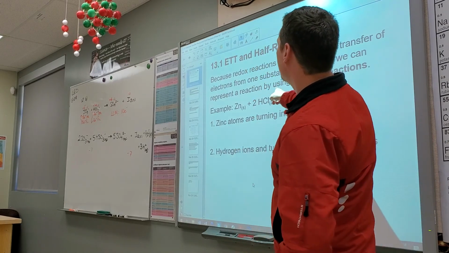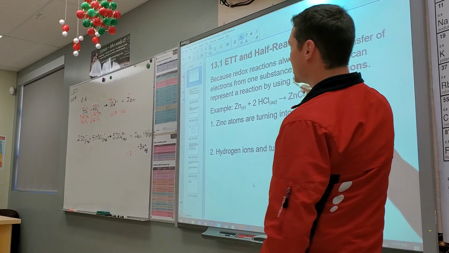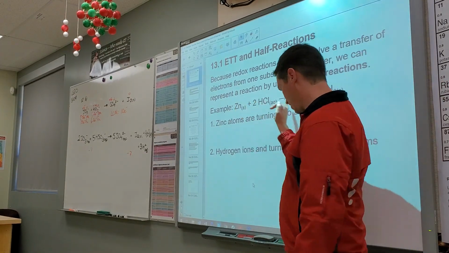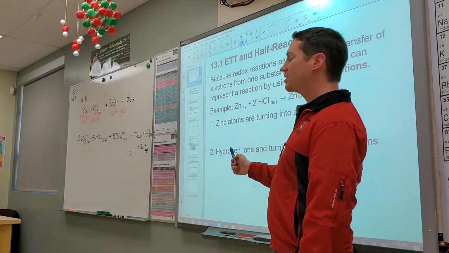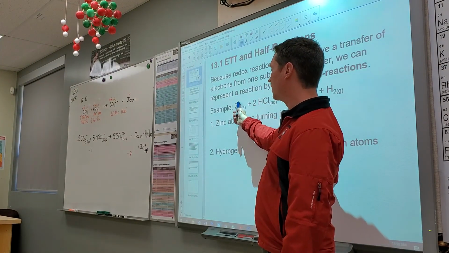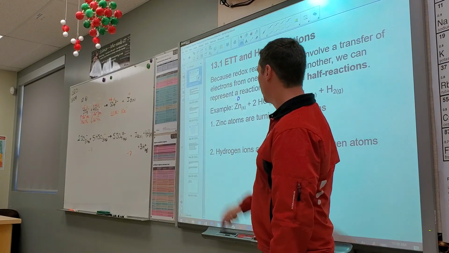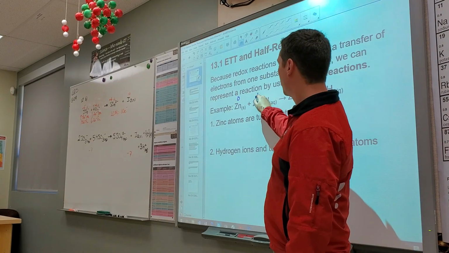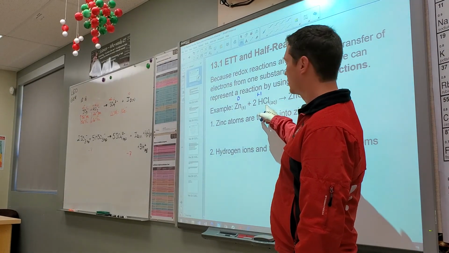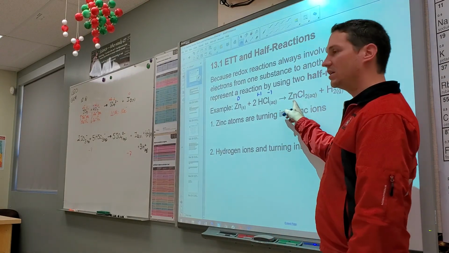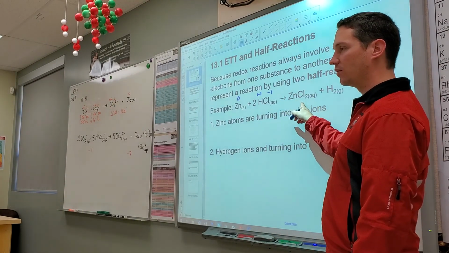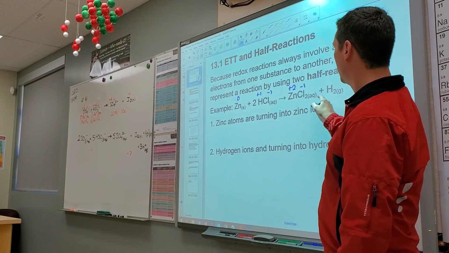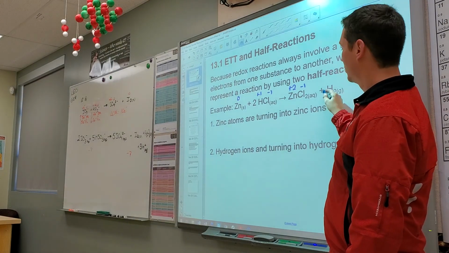What we're going to do is represent reactions by using half reactions. So what I want you to think about in this reaction is, what is the oxidation state of zinc here? It's 0, right? What is the oxidation state of the hydrogen in hydrogen chloride? +1, which means the chloride is -1. What's the oxidation state of zinc in zinc chloride? +2, and chlorine -1, and then hydrogen gas 0.